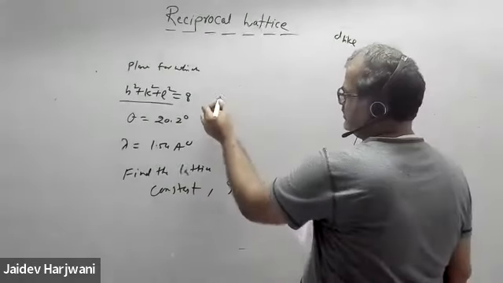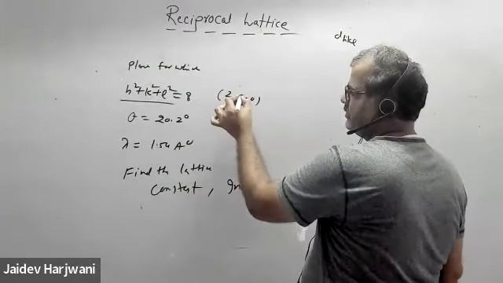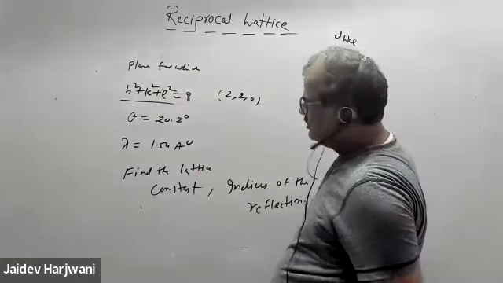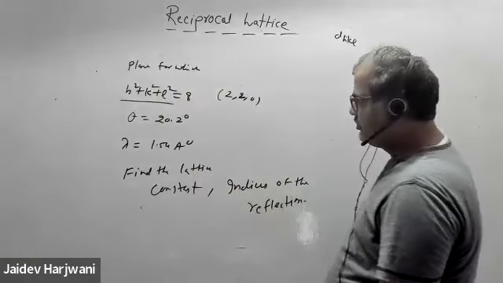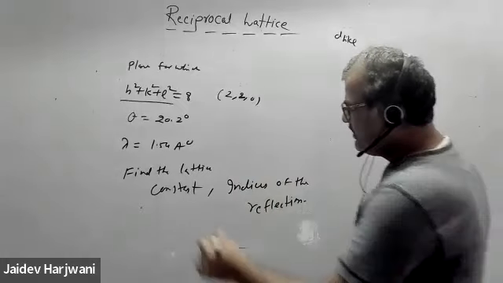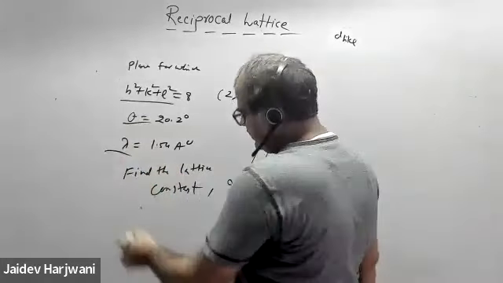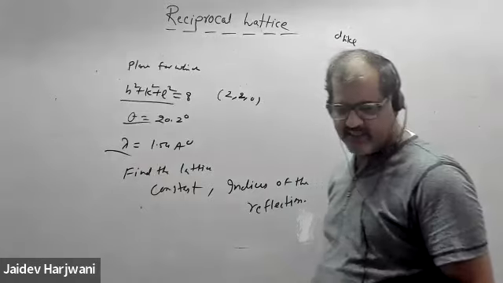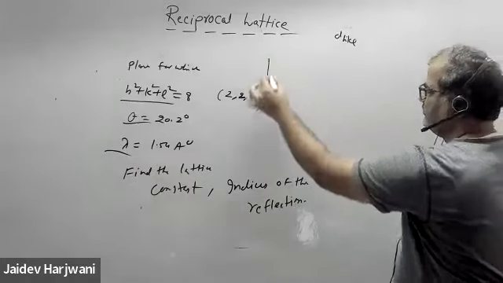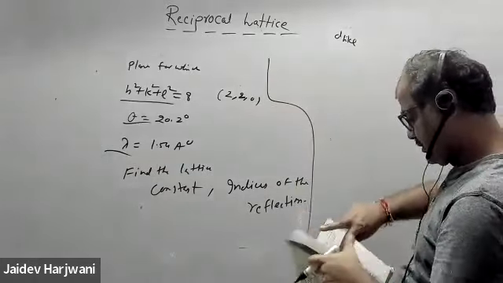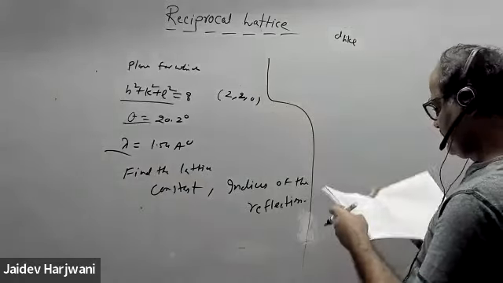Very good. Okay, so this plane is 2 2 0, and for no other plane will this condition be satisfied, so you have found the plane, 2 2 0. Okay, you have been given theta and lambda, so you can easily find out the lattice constant. So this is the one problem you have to solve.